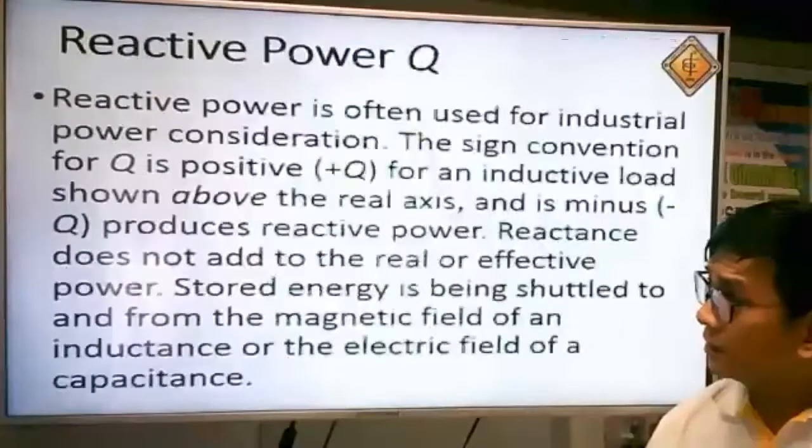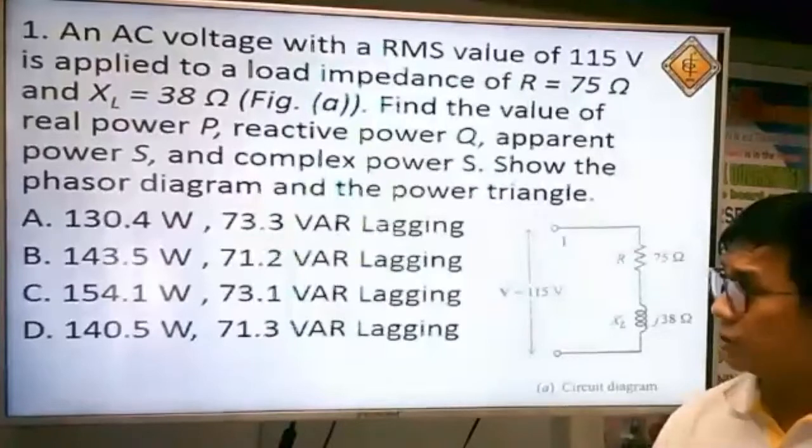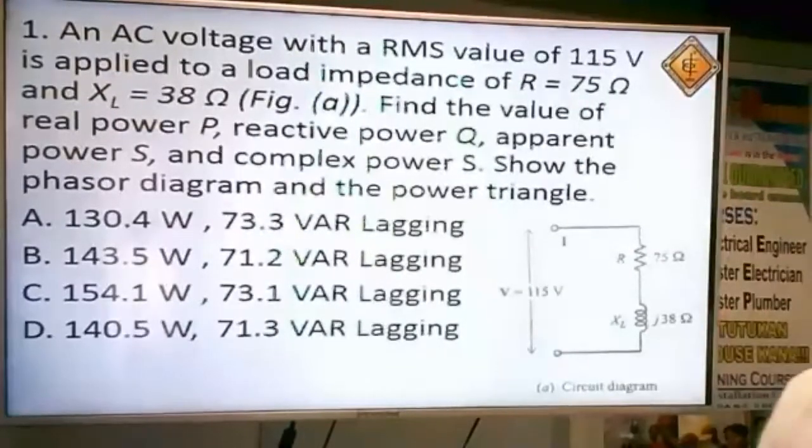So we have here our sample problem. I show you the sample problem, this one. We will stay here first. We have an AC voltage and a series RL circuit here. Okay, let us solve this problem.